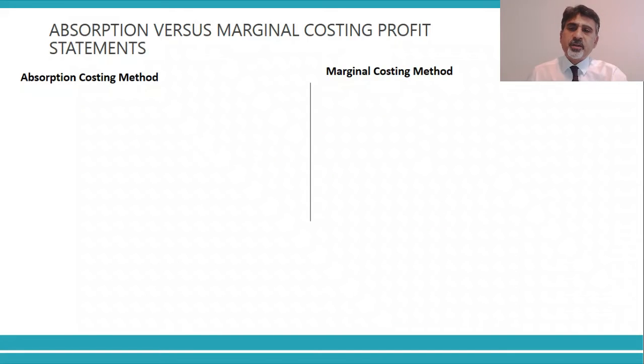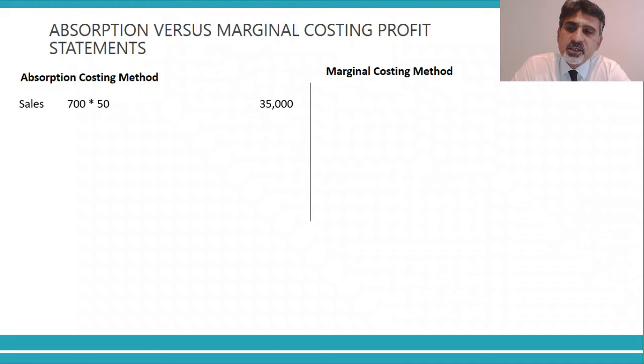So we have to prepare two income statements. One we will prepare using the absorption costing method, and the other one we will prepare using the marginal costing method. So first let's make absorption costing. Our sales was 700 tables, selling price was $50. So our sales revenue is $35,000.